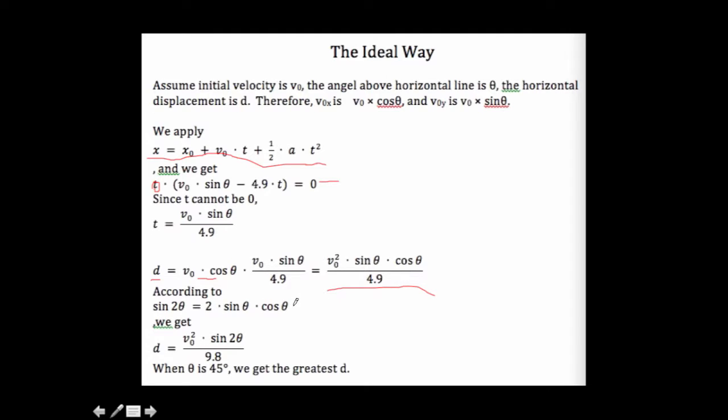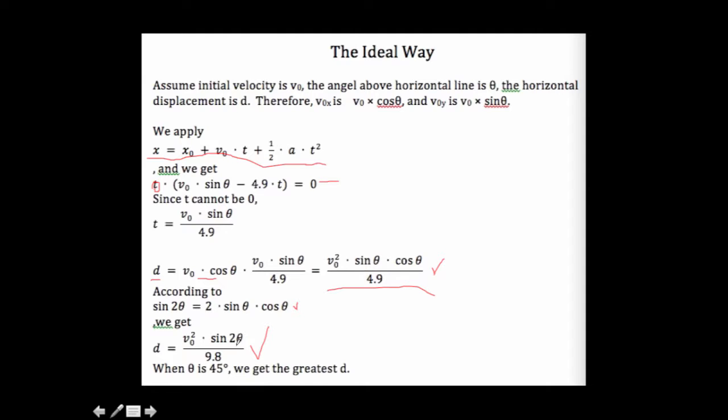And we know that there's a formula we can use here. Sine double theta equals 2 multiplied by sine theta multiplied by cosine theta. Then we can manipulate this formula to change the previous result into this. So displacement equals v0 squared multiplied by sine double theta divided by 9.8.